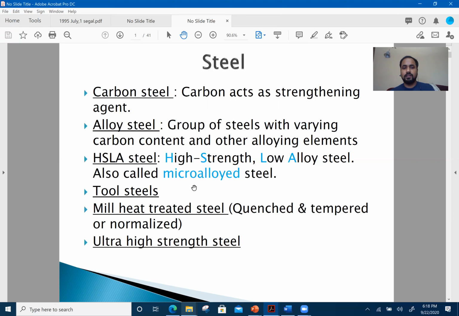We have some mill heat treated steel, and then there's ultra high strength steel. It's not limited to just these categories. There are a lot of other categories as well for steel. These are just some of the major categories. There's maraging steel and a lot of others. Some steels don't belong to any of these. Those are proprietary materials and they have their own naming scheme.